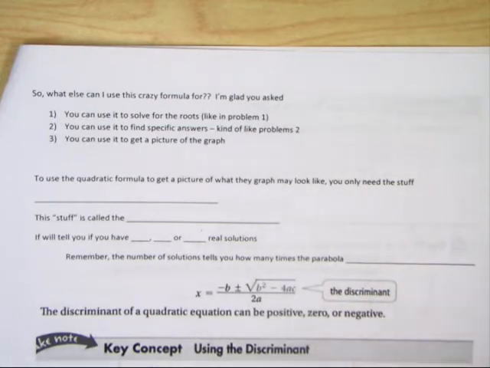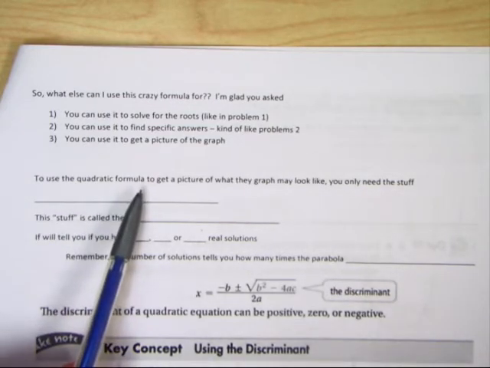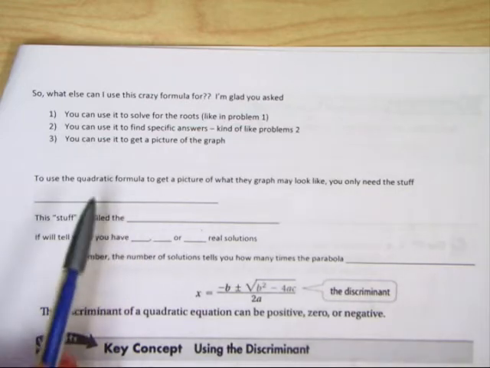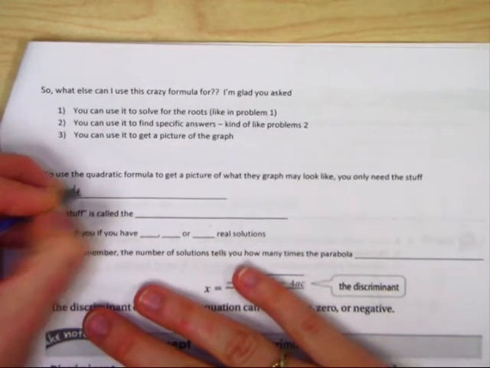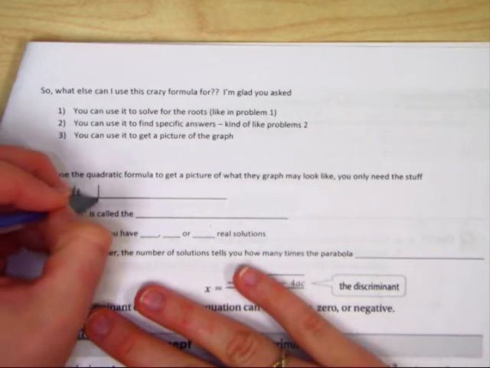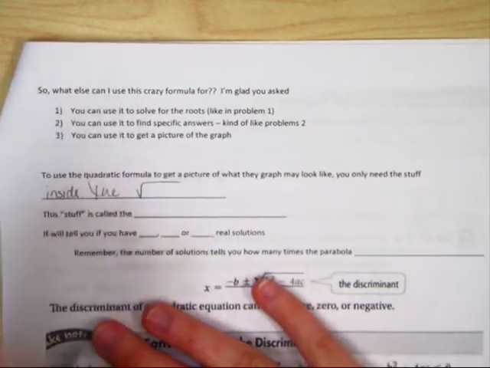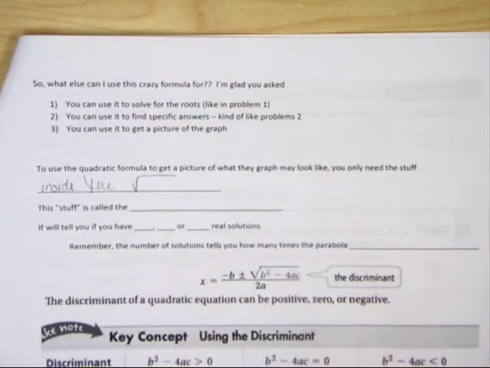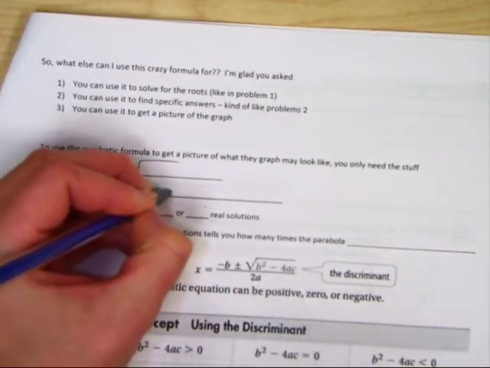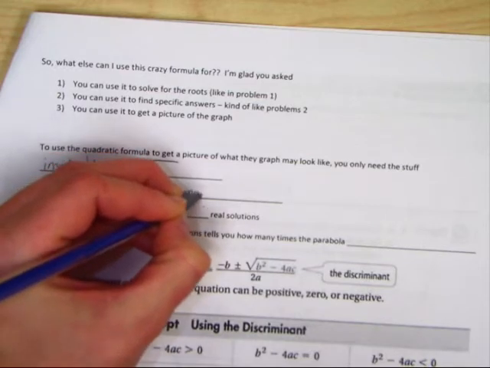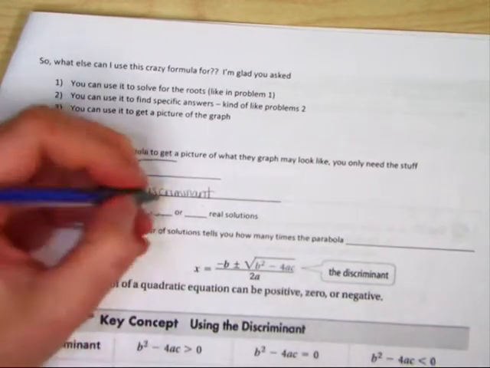So we're going to use the quadratic formula, or part of it, to get a picture of what the graph might look like. For this section of the notes, you only need the stuff inside the square root. That stuff inside the square root is called the discriminant. Go ahead and copy it down.